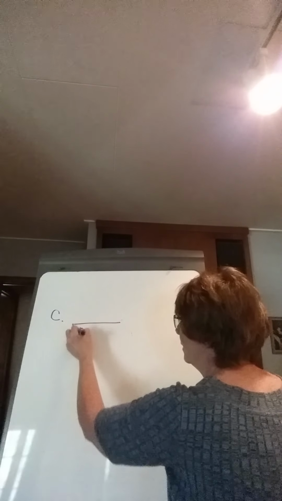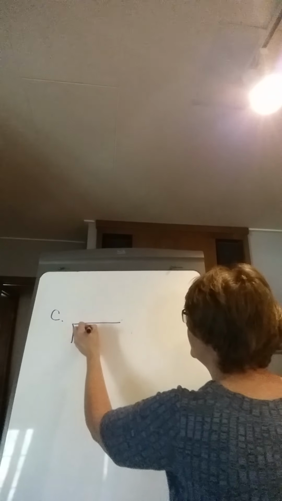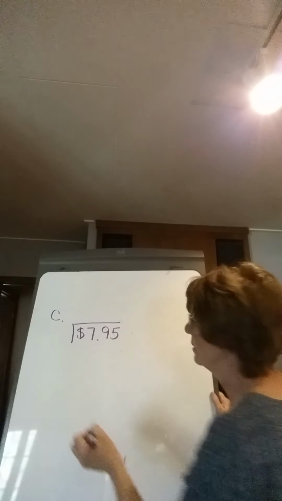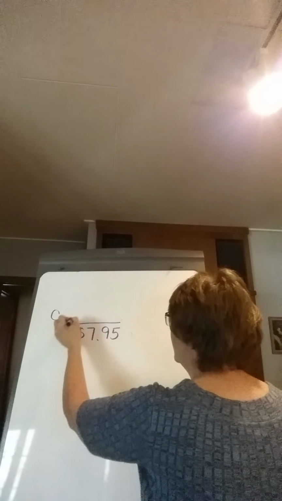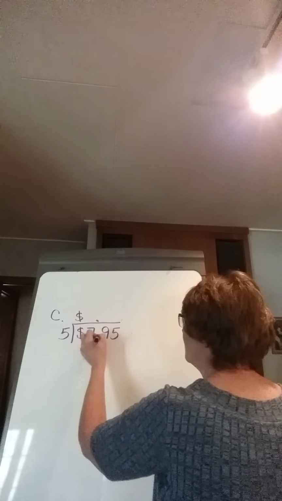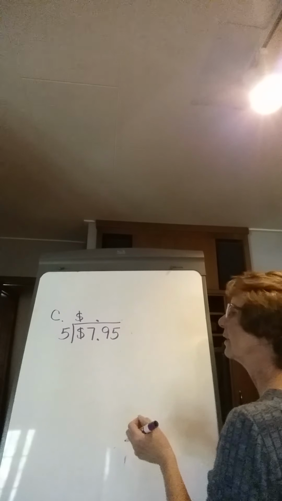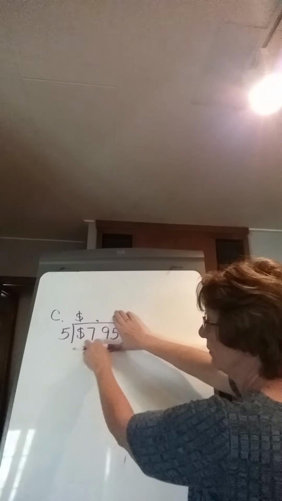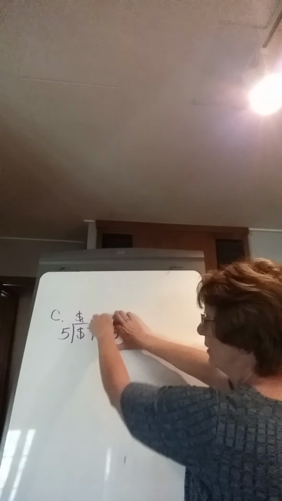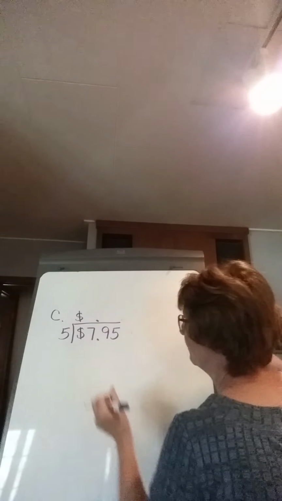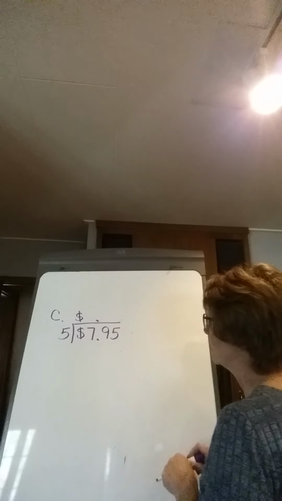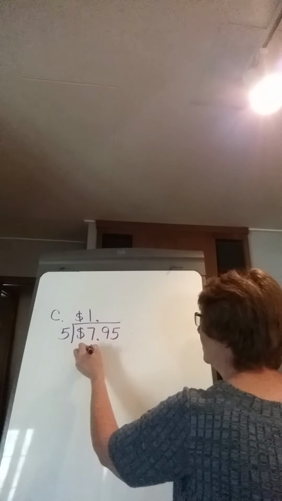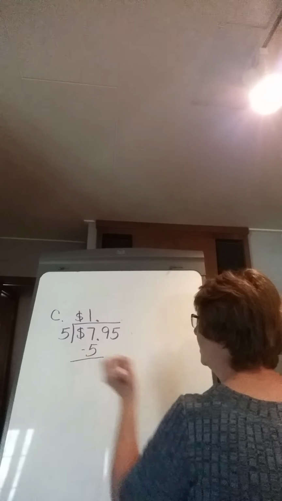So $7.95 divided by 5. First thing we do is put dollar signs and decimal points. Now, let's say that this was a 2 here. If this was a 2, you would have to deal with the 2 numbers and you would only have cents. But 7 is larger than 5, right? So 5 goes into 7 1 time. 1 times 5 is 5.